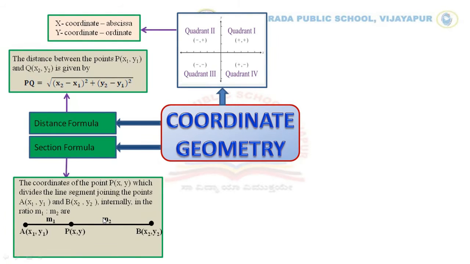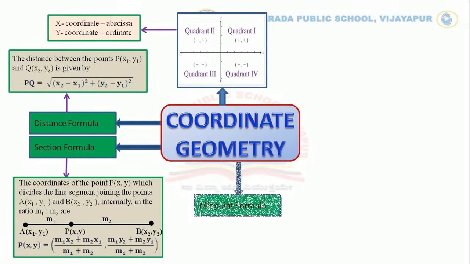So then the formula to find the coordinates of the point (x, y) is given by P(x, y) is equal to (m1 x2 plus m2 x1) divided by (m1 plus m2), comma, (m1 y2 plus m2 y1) divided by (m1 plus m2). By using this formula, we can find the coordinates of the point (x, y) that divides the line segment AB in the ratio m1 is to m2.